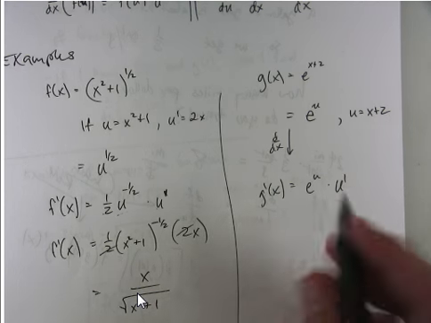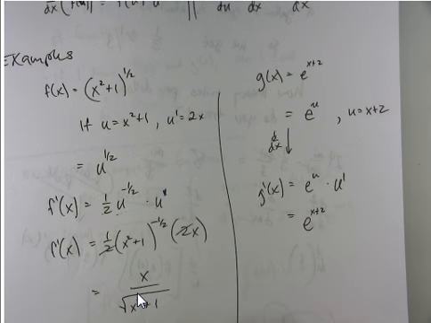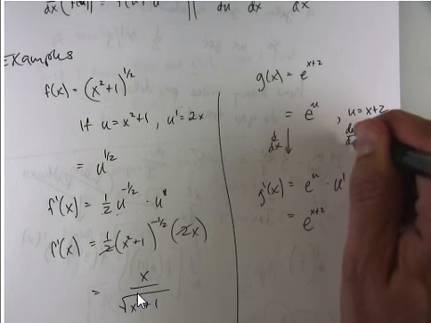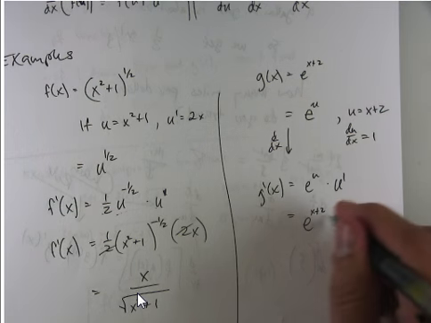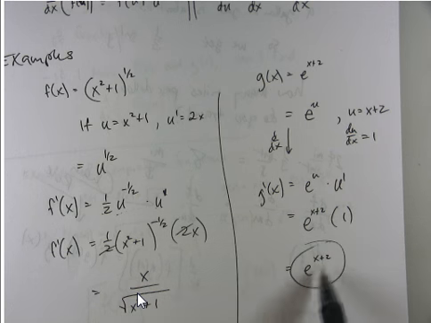So e to the u, that's e to the x plus 2, times u prime. What's u prime? Just 1, yeah. du/dx is 1 here. So that's kind of nice. G prime of x is just e to the x plus 2. It didn't change at all.